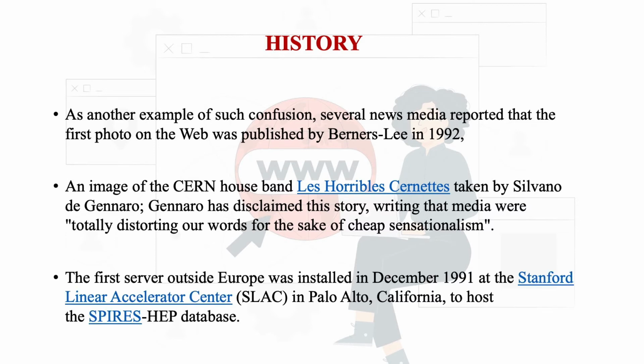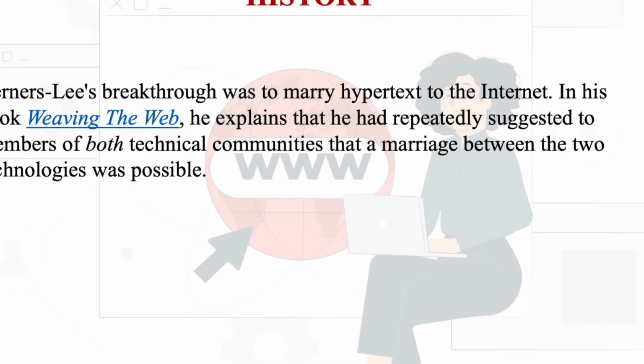The first server outside Europe was installed in December 1991 at the Stanford Linear Accelerator Center in Palo Alto, California, to host the SPIRES-HEP database. Berners-Lee's breakthrough was to marry hypertext to the internet. In his book Weaving the Web, he explains that he had repeatedly suggested to members of both technical communities that a marriage between the two technologies was possible.